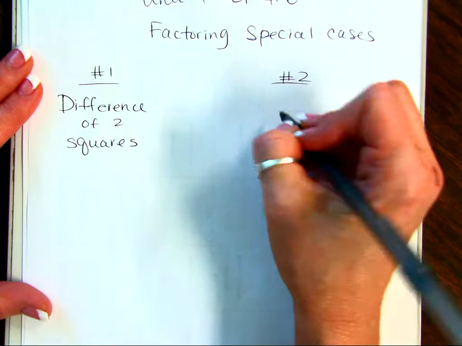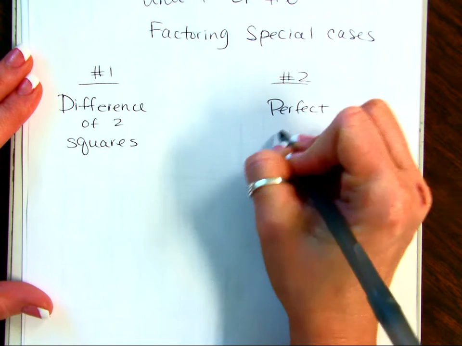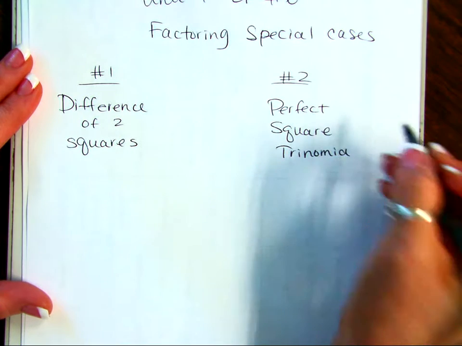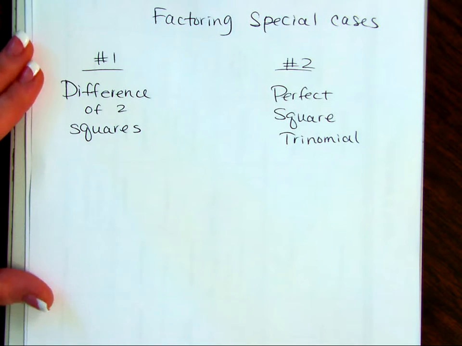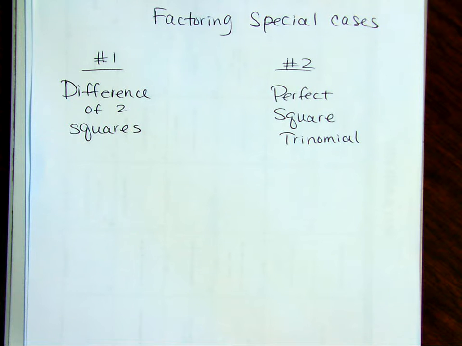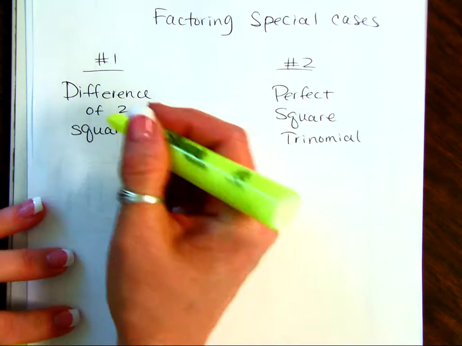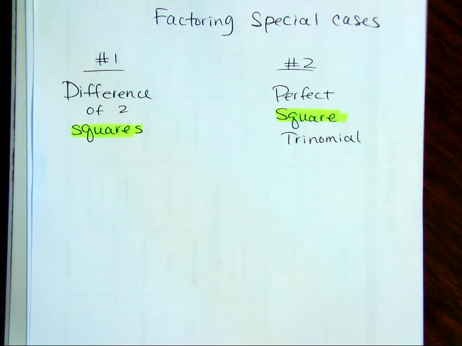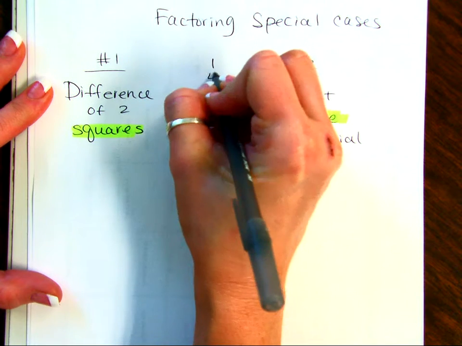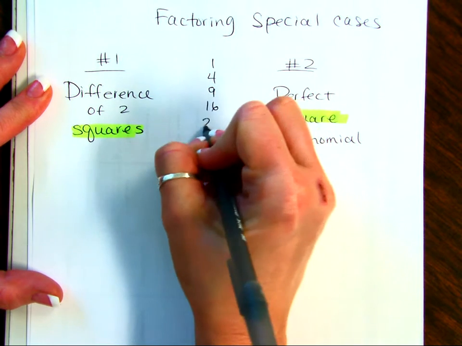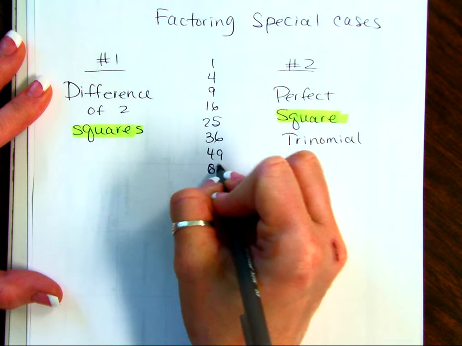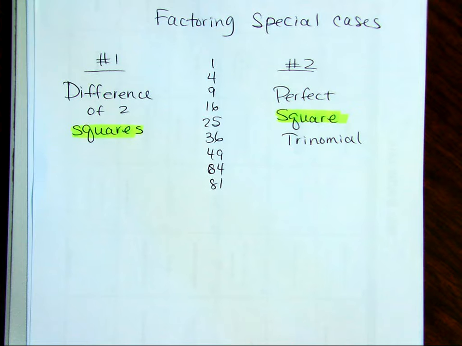And the second one is called a perfect square trinomial. Okay? You may remember the names of them, but we have to delve a little deeper into remembering what they actually are. But the most important thing that you see is that they both involve square numbers, right? So, remember the square numbers: 1, 4, 9, 16, 25, 36, 49. We don't have to keep doing them, but 64 and 81 and so on, right?